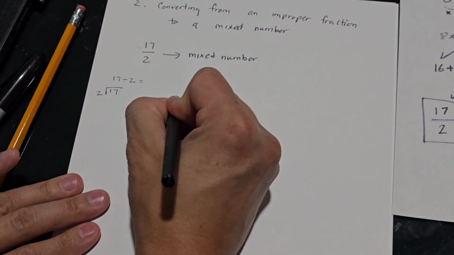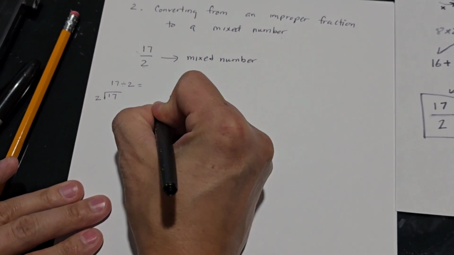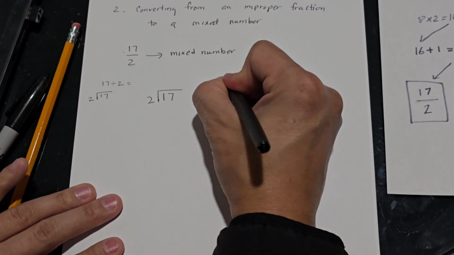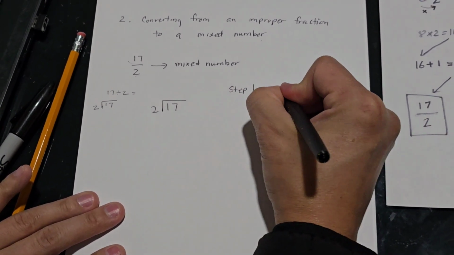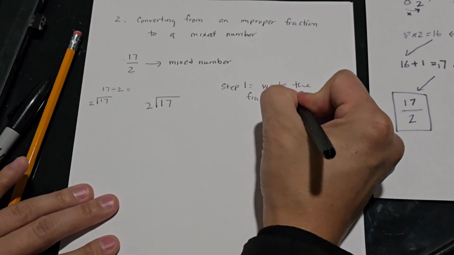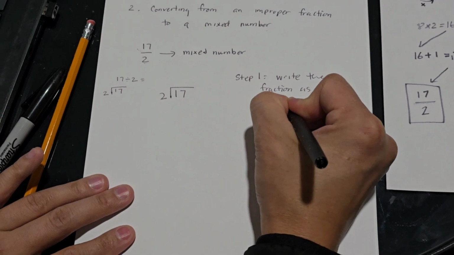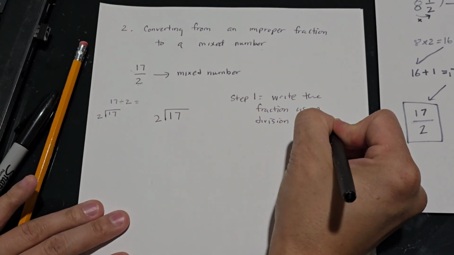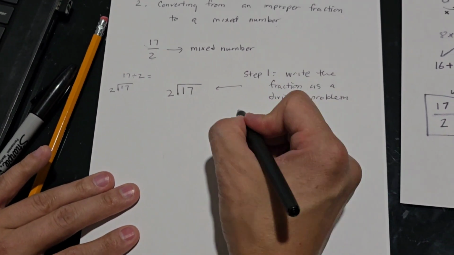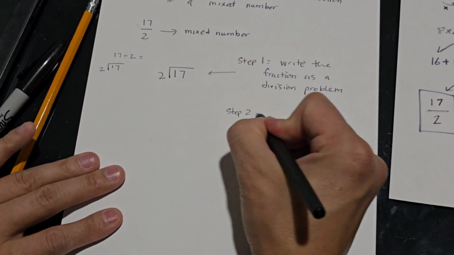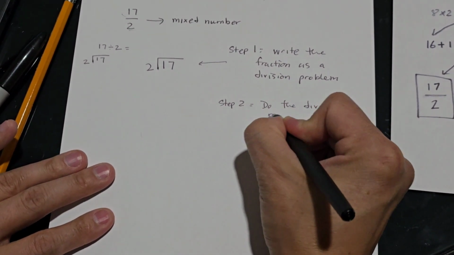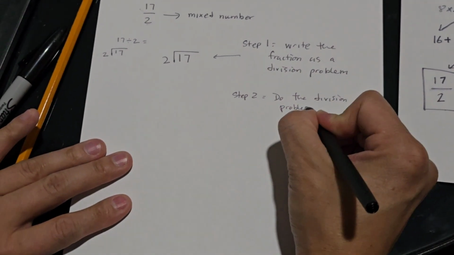Okay, so let's go 17 divided by 2. So how do we do that? So the first step, actually, let's do this. Step 1, write the fraction as a division problem, which is right there. And then step 2, do the division problem.